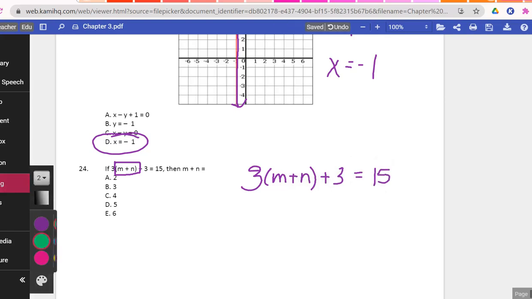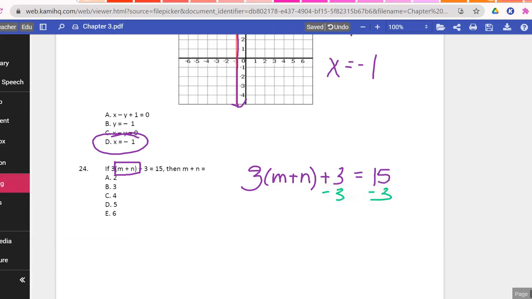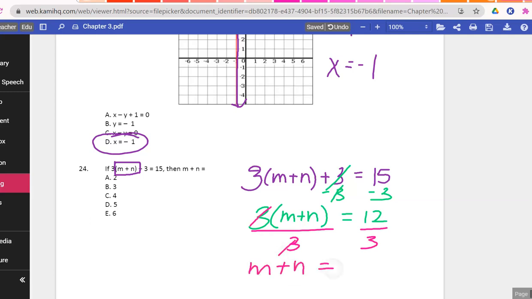Distributing is not going to help you here, so don't distribute. First thing you want to do is get rid of this 3. Subtract it, it goes away. Now you have 3 times m plus n equals 12. If you want to get m plus n by itself here, you need to get rid of that 3 that's in front of it, so divide both sides by 3. Now you know that whole quantity m plus n equals 4. So answer choice C.